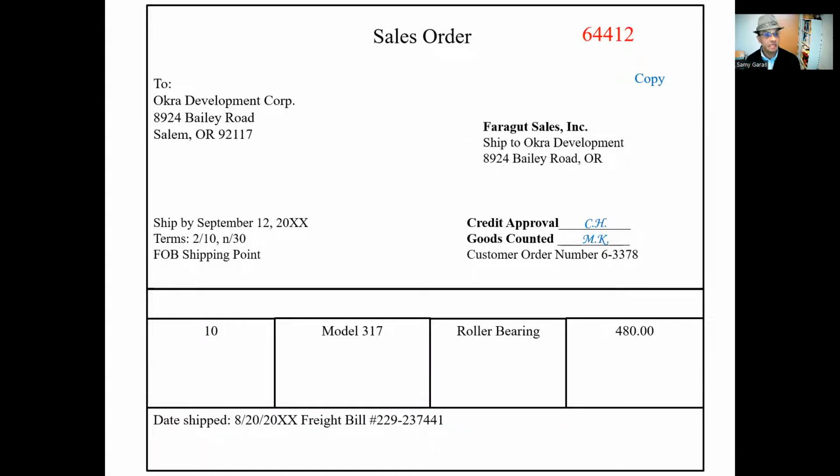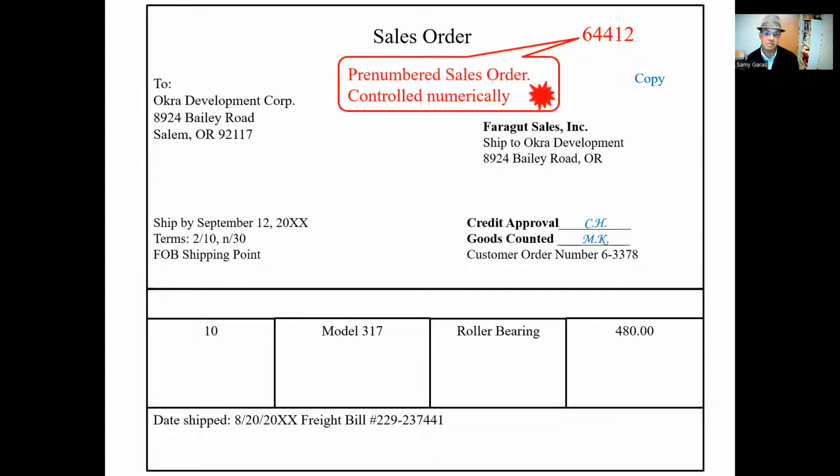And then we have the sales order. Also, the sales order should be pre-numbered. And we have the approval of the credit manager to make sure that every order has gone through the same procedures of credit approval.